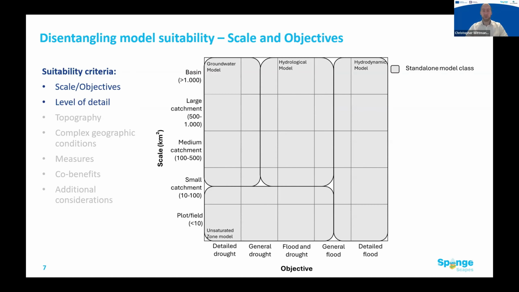model category. So we have, for example, more on the flood side, where hydrodynamic models are more suitable, whereas if you're on the drought side, you have groundwater models that are more suitable. And if you're somewhere in between, you want to capture effects from both sides, you would maybe apply more of a hydrological model.